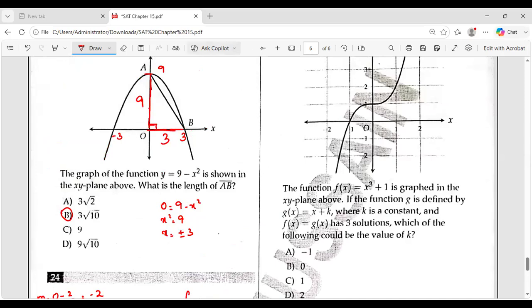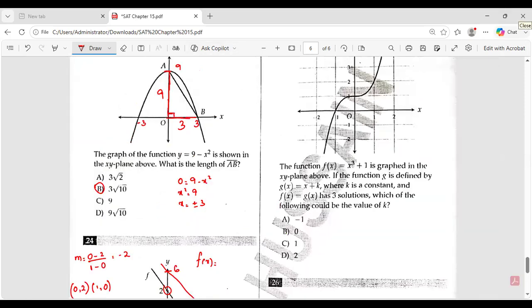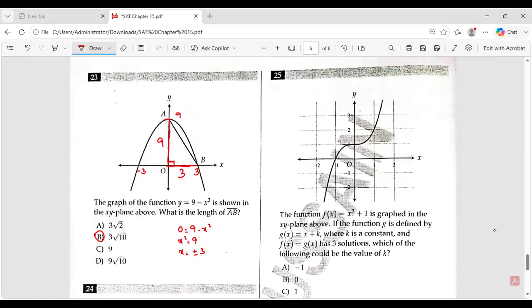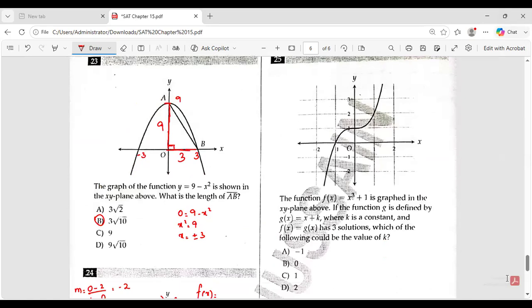Now let's see what this question 25 states. Question number 25. The function f(x) equals x cubed plus 1 is graphed in the xy plane above. If the function g is defined by g(x) is equal to x plus k, where k is a constant, and f(x) equals g(x) has three solutions, which of the following could be the value of k?